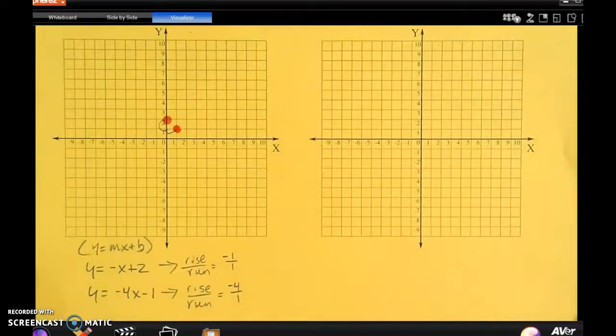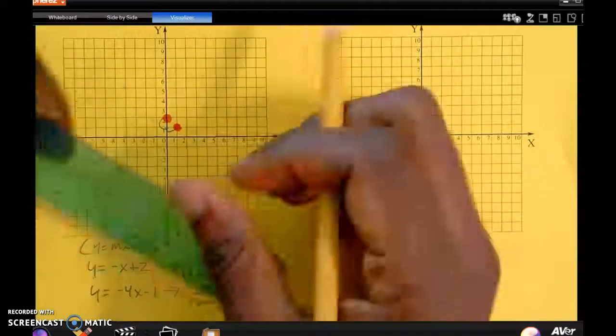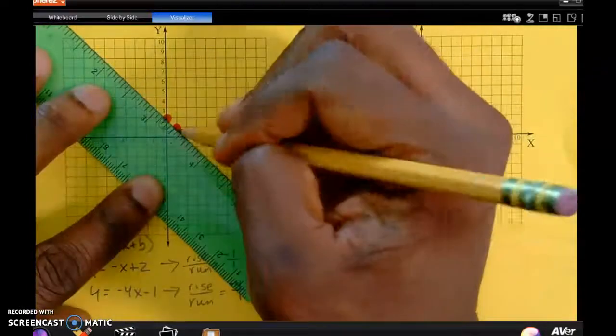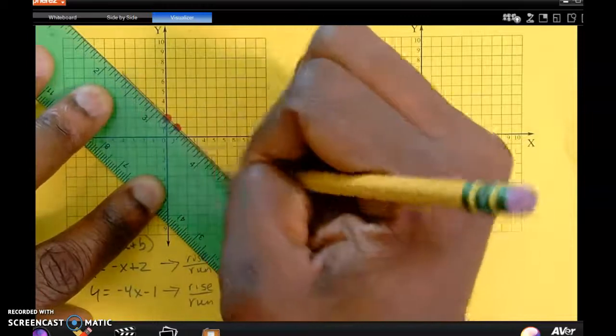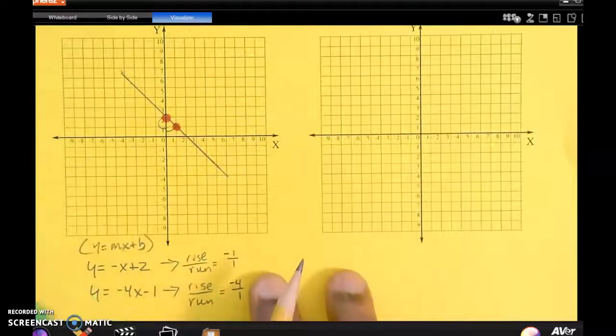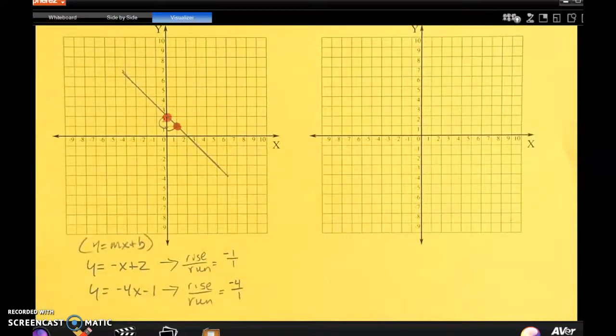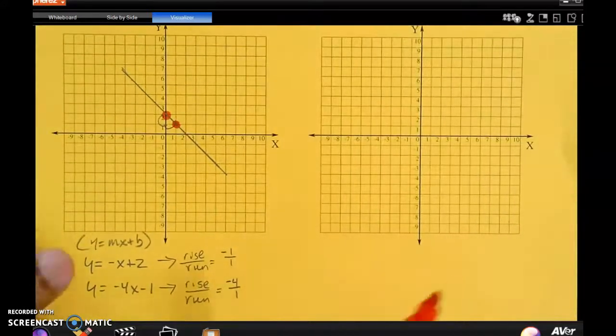These are our 2 points to create that line. So what I'm going to do is I'm going to do my best to line these up along the grid line. If you see my head, sorry. All right. I'm going to draw this line here. That looks about right.